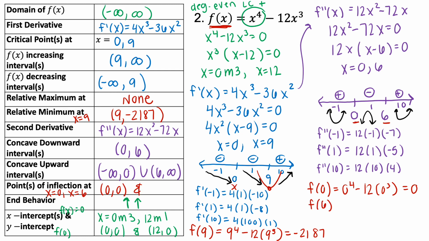And f of 6 is 6 to the 4th minus 12 times 6 cubed. Sorry, 6 to the 4th minus 12 times 6 cubed is negative 1,296. So we have an inflection point at 6, negative 1,296. So we found all of this information, and then on the next slide, we're going to go ahead and sketch a graph of this function.